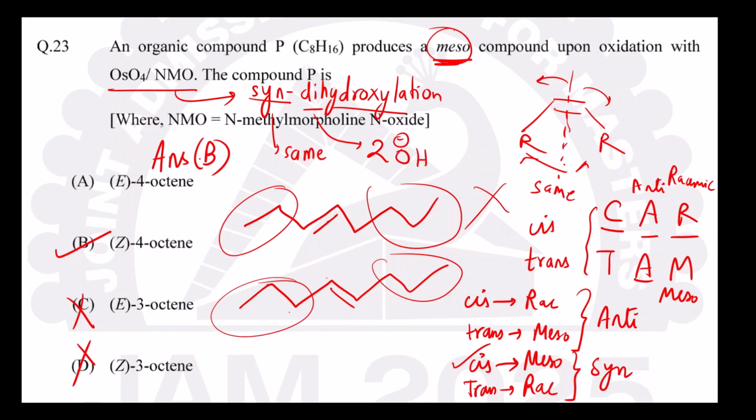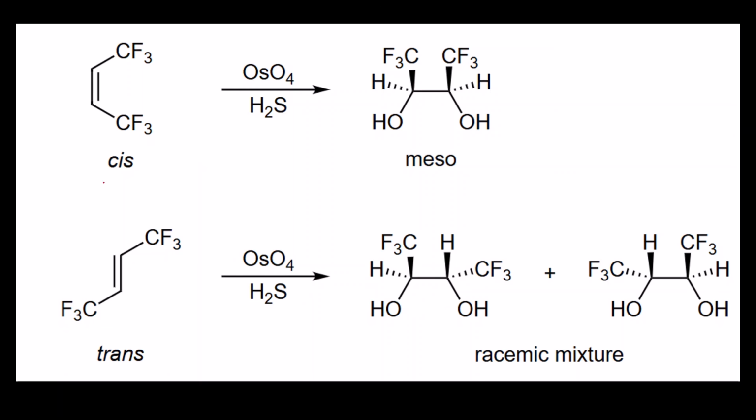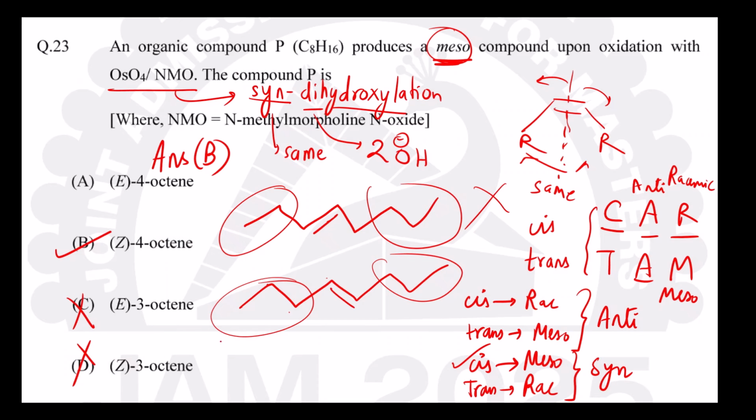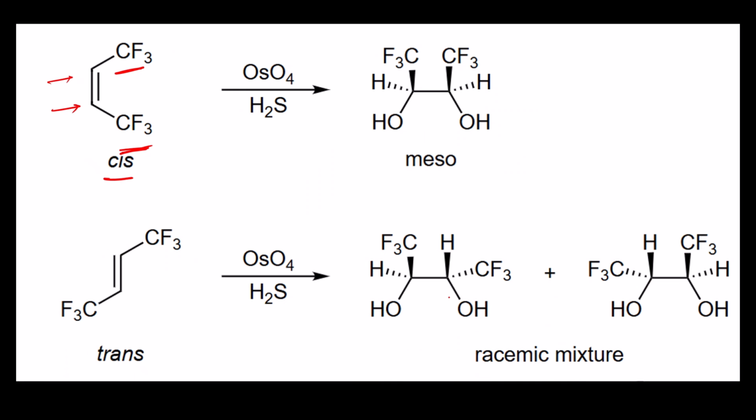And how does this exactly take place? So here, cis alkene, both the OH will add from the same side. You can see these groups are the same, right? Here it is CF3. In our case it is a propyl group, right? 3 carbons on both sides. So you will get meso, and for trans you will get a racemic mixture.